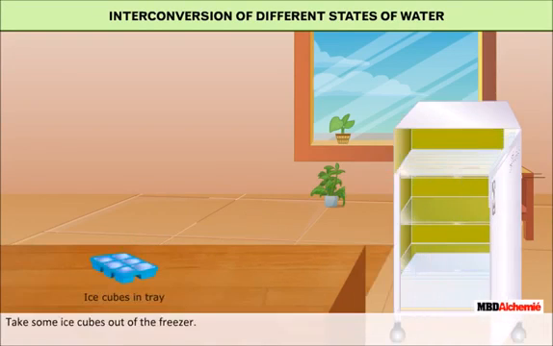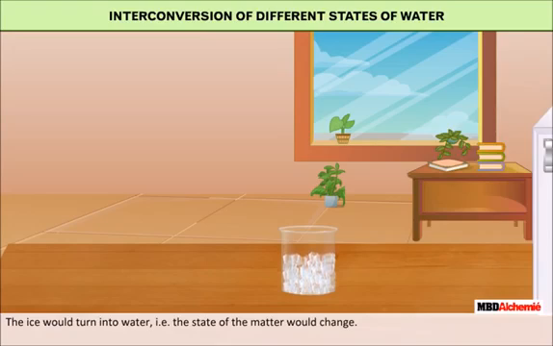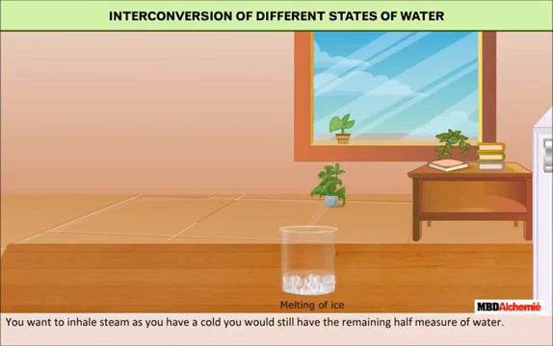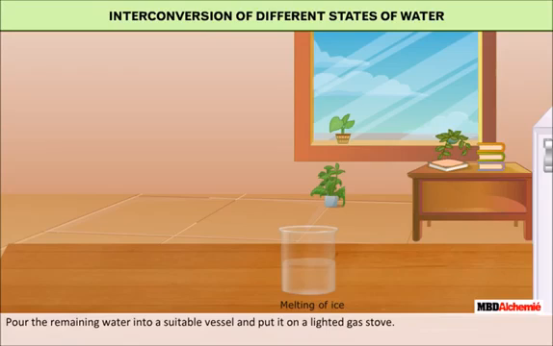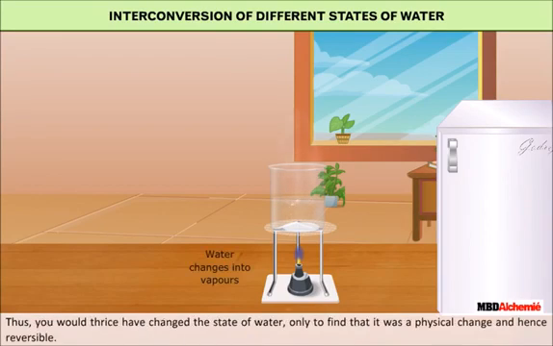Take some ice cubes out of the freezer and put them in a beaker. Leave the beaker for some time. What would you observe? The ice would turn into water. That is, the state of the matter would change. Pour the remaining water into a suitable vessel and put it on a lighted gas stove. The water would start turning into steam. That is, the state of the matter would change again. Thus, you would thrice have changed the state of water, only to find that it was a physical change and hence reversible.